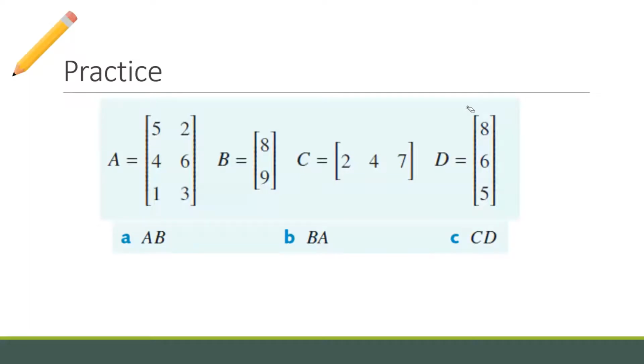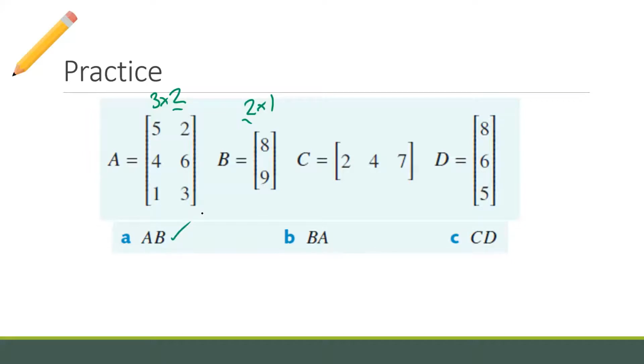Let's do our very first multiplication on A times B. In this one, the first thing we're going to do is check that it can be done. A is a 3x2 matrix, and B is a 2x1 matrix. The inner dimensions, 2 and 2, match, so firstly, that can be done.